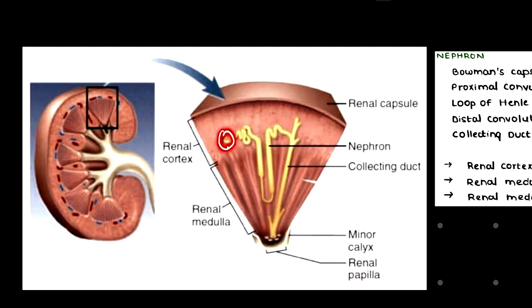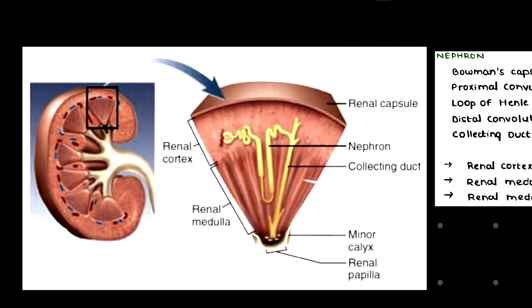Now looking at our nephron, what is this? This is our Bowman's capsule, right? Moving here, this is our PCT, proximal convoluted tubule. And this whole structure is our loop of Henle. Now this upward region is our distal convoluted tubule, and this one is our collecting duct. Now our renal medulla consists of what? It consists of collecting ducts.